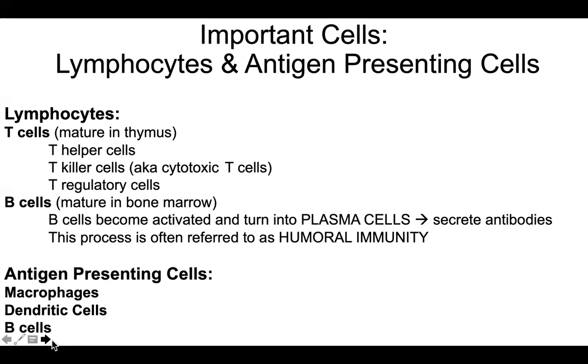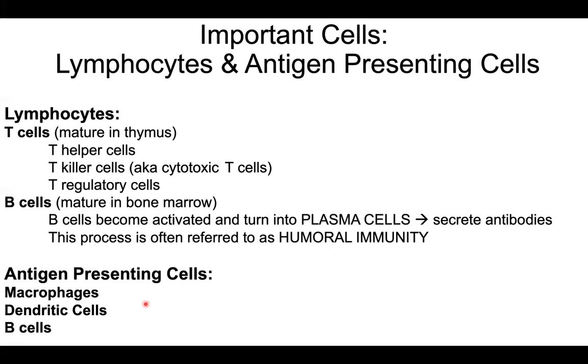The other group of cells that are important here are the antigen presenting cells. And there are 3 of those in our body. We have macrophages, dendritic cells, and the B cells themselves can present antigens. I'll probably talk most about dendritic cells, but I do have an example of B cells, but it's all pretty much the same process of how the antigen is presented.